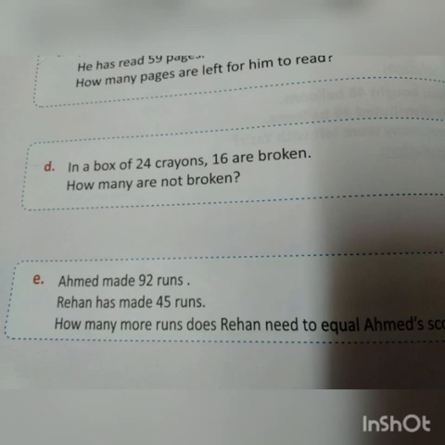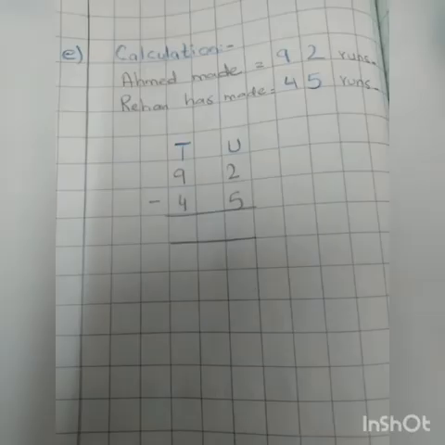Ahmed made 92 runs. Ahmed was playing something and he has made 92 runs. Rehan has made 45 runs. Ahmed and Rehan both are friends, it means. So how many more runs does Rehan need to equal Ahmed's score? Now first you will do the calculation. Ahmed made 92 runs and Rehan has made 45 runs.